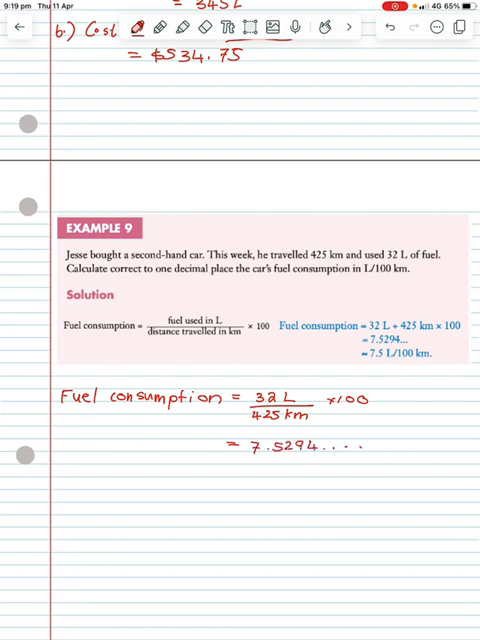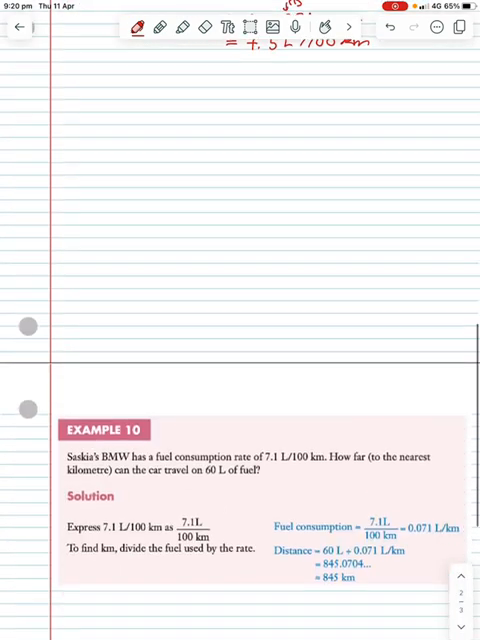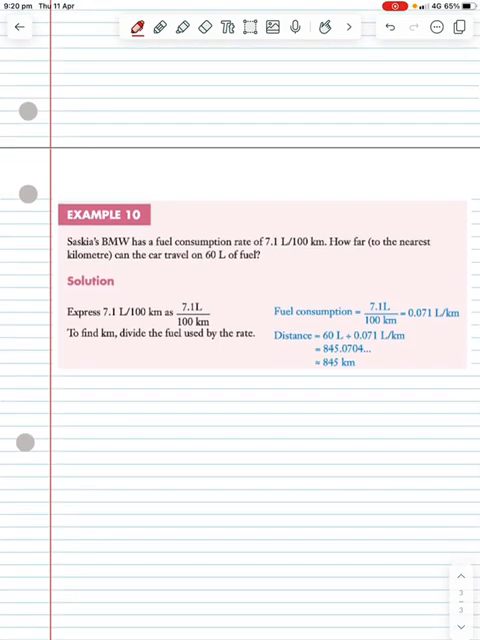So this is going to give us 7.5294, and this number continues on, but we want it to one decimal place, so there's our one decimal place, so this next number will be our critical digit. Because it's 4 or less, it's going to stay as 5. And this is going to be per 100 kilometres, because that's generally what we look at fuel consumption in, how many litres we will use per 100 kilometres. All right, last example.